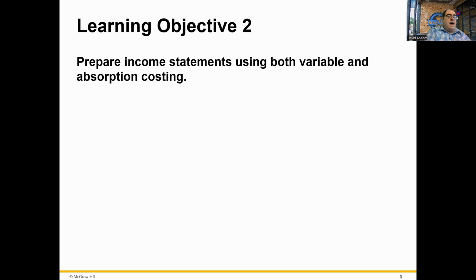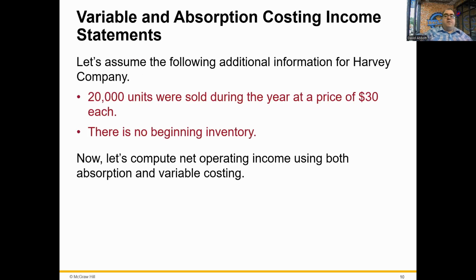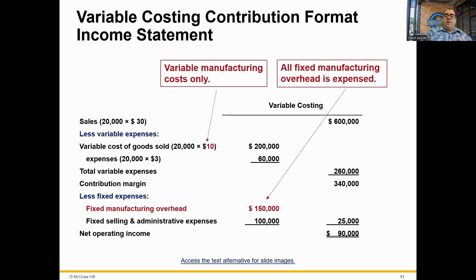Okay, so now looking at some income comparisons. Let's assume that Harvey Company sold 20,000 units during the year at a price of $30 each, and they had no beginning inventory. And so we'll go ahead and compute the net operating income using both absorption and variable costing.